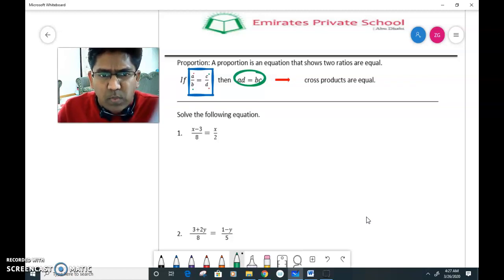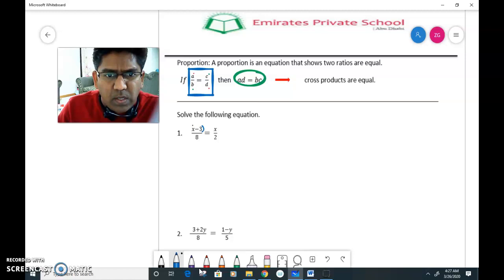Let's look at example 1, where if you look at the left hand side, I have only one fraction. The numerator has two terms, but if I put a bracket here, since it has only one denominator, we will count it as only one term. So on the left hand side I have one fraction, on the right hand side I have only one fraction. So this equation is in the form of a proportion.